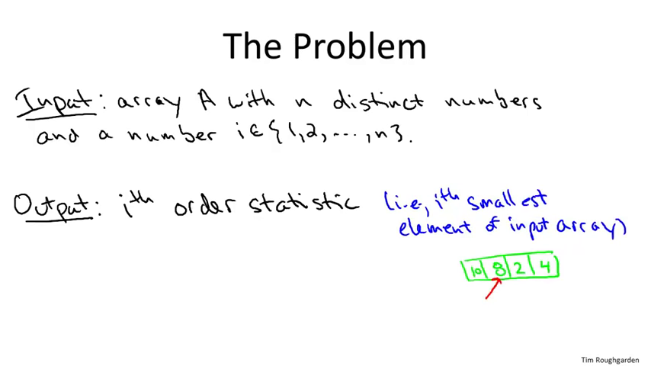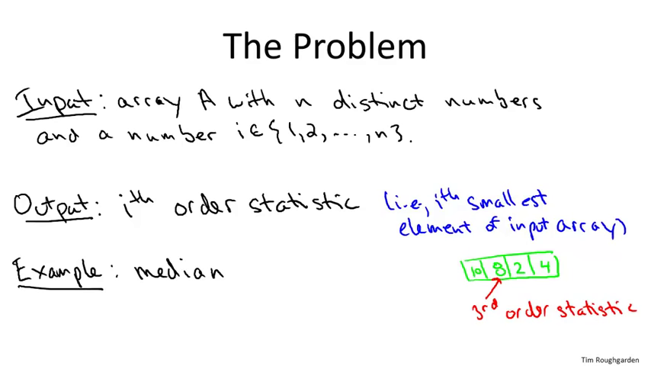The first order statistic is just the minimum element of the array. That's easy to find with a linear scan. The nth order statistic is just the maximum. Again, easy to find with a linear scan. The middle element is the median, and you should think of that as the canonical version of the selection problem. Now, when n is odd, it's obvious what the median is. That's just the middle element, so the (n+1)/2th order statistic. If the array has even length, there are two possible medians, so let's just take the smaller of them. That's the n/2th order statistic.